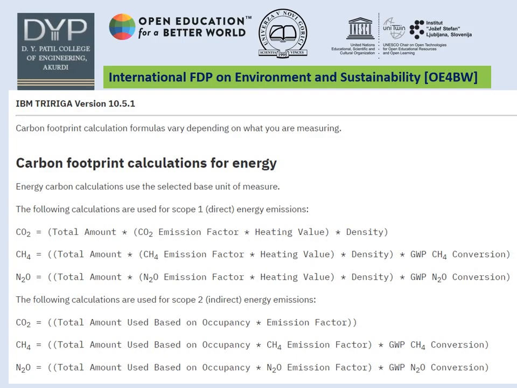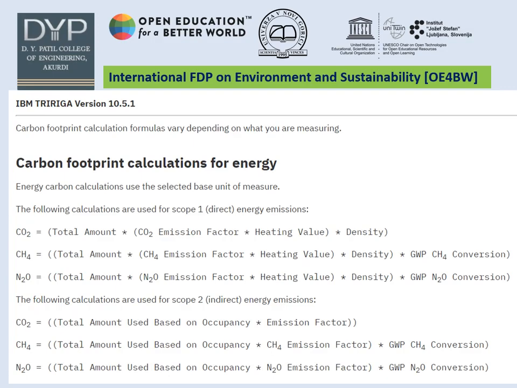Here are certain formulas to calculate the carbon footprint for energy. These are specified by IBM Tririga version 10.5.1. The formulas are categorized for carbon dioxide emission, methane and nitrous oxide emission. For Scope 1, that is direct energy emission, and there is a certain change for Scope 2, that is indirect energy emissions.